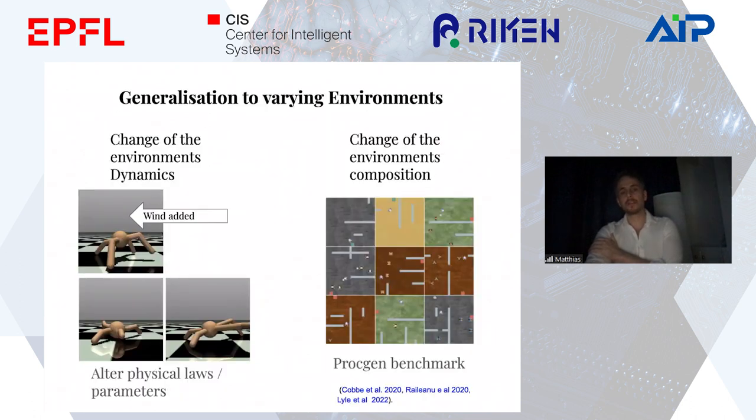So let me come to the generalization of varying environments. What people have done is, for example, add wind to the ant, or make the legs longer or shorter. And then there's this other one, for games in particular: it's basically the same distribution, but you sample the training set and the test set from different parameters of the same distribution. So you see that the background is different, the objects have different colors, maybe a different structure. And the benchmark here is the Procgen benchmark, which has been quite interesting.